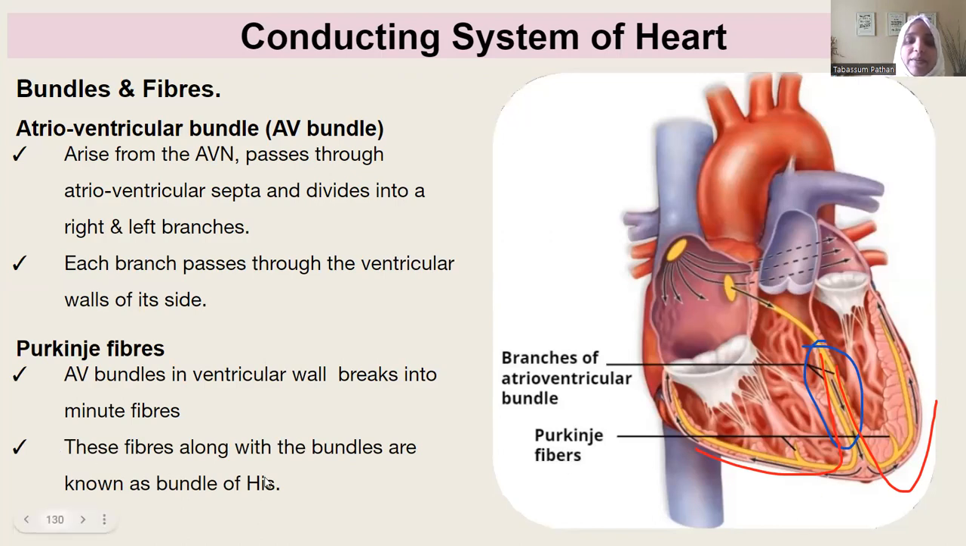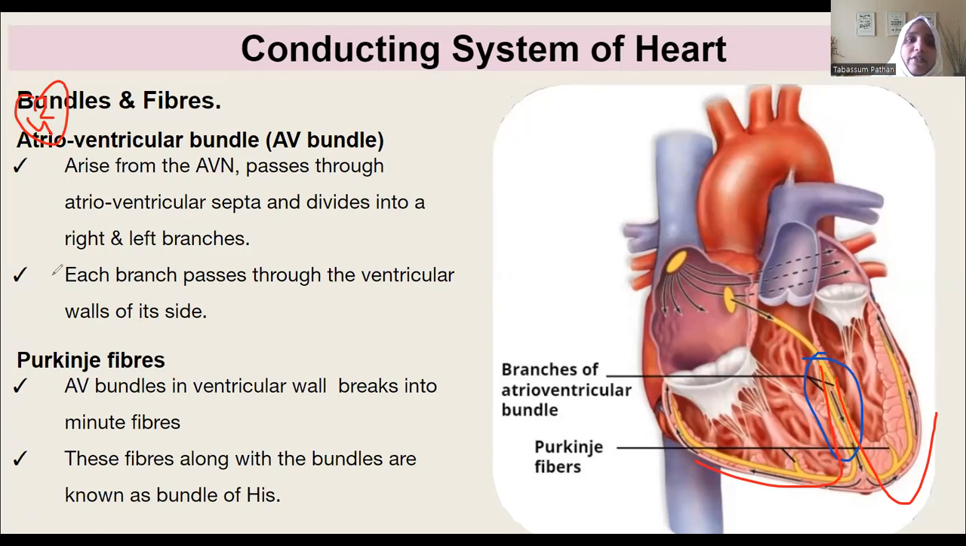Okay, so these fibers along with the bundle are known as the bundle of His together. So these are the next members. Let's say this is the third and this is the fourth member of the conducting system. Starting from here, as you see the arrow, the impulse or the signal travels to the AV node, then to the muscle fibers over here, and then to the Purkinje fibers. This is one part of the story.